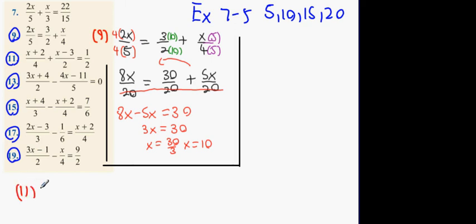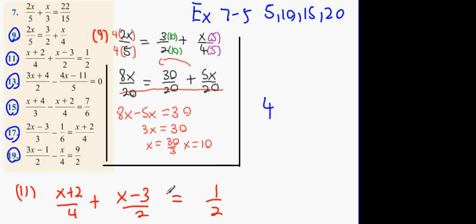Now, once again, with number 11, we're looking at x plus 2 over 4 plus x minus 3 over 2 equals a half. Which number is the biggest on the bottom? Yes? 4. Does 2 divide into 4? Yeah. So our job is to turn these 2's into 4's. How do you turn 2 into 4? If you multiply the bottom by 2, you must also multiply the top by 2. And what about this one here? 2 on the bottom and 2 on the top. Okay, let's see what happens.